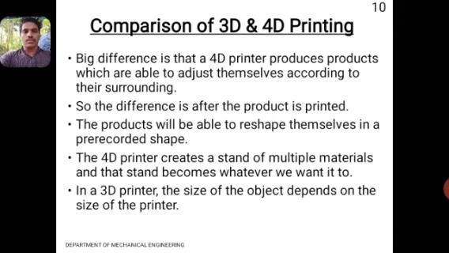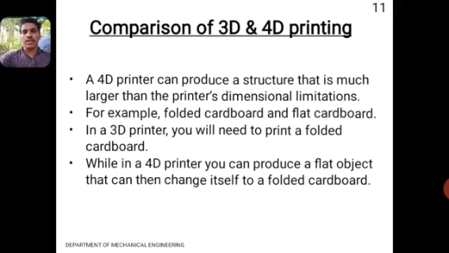The main difference between 4D printer and 3D printer is that 3D printing is limited depending on the size of the printer. But in the case of 4D printer can produce a structure that is much larger than the printer's dimensional limitations. It is not depending on the printer's size. For example, folded cardboard and flat cardboard. In a 3D printer, you will need to print a folded cardboard, while in a 4D printer, you can produce a flat object that can then change itself to a folded cardboard.